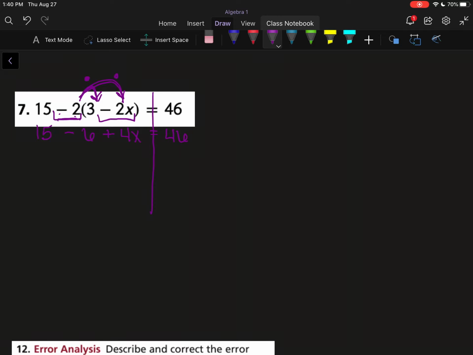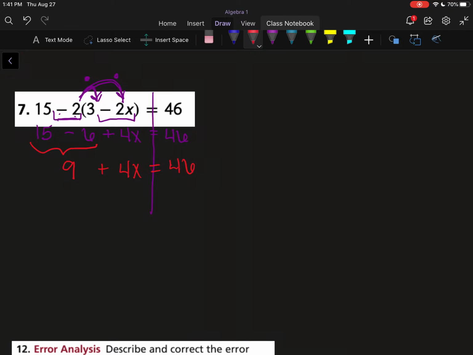Notice that the negative times a negative was a positive. From here we can work to solve. But right now I see that I have 15 minus 6 on my left-hand side of the equation. I know what 15 minus 6 is. That's 9. I can combine those like terms. Then I have 9 plus 4x equals 46. I'm doing everything one step at a time, one line at a time.